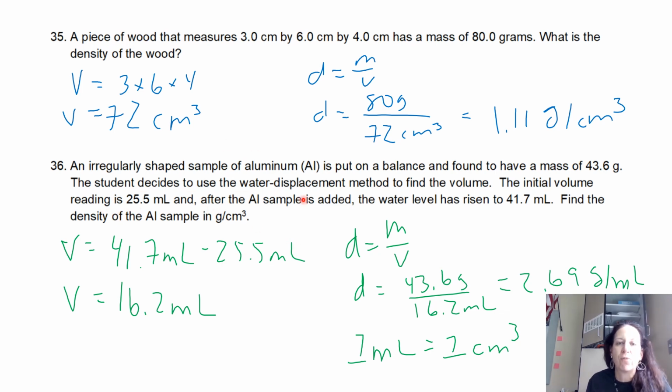This, we have some kind of thing that's irregularly shaped, so you can't use a formula. So they're doing the water displacement. To find the volume, you would have to take the larger volume minus the smallest volume. That'll give you the volume of what was added. So that is 16.2 milliliters. We know it's 43.6 grams. So density is mass over volume, 43.6 grams divided by 16.2 milliliters, which gives us 2.69. And this says grams per milliliter. It does ask for grams per cubic centimeter. Please remember that 1 milliliter is equal to 1 cubic centimeter. Milliliters is typically used for liquids, and cubic centimeters is typically used for solids, but they're actually the same amount of volume. All right, moving on.